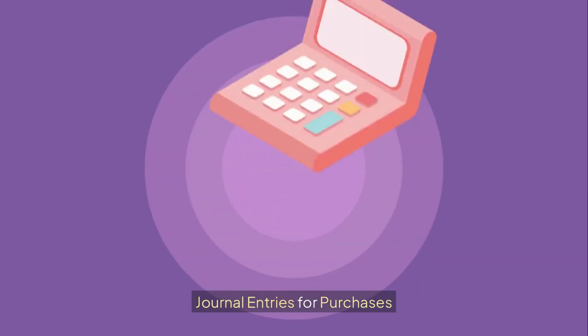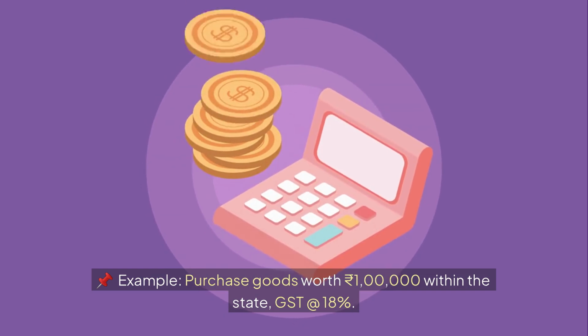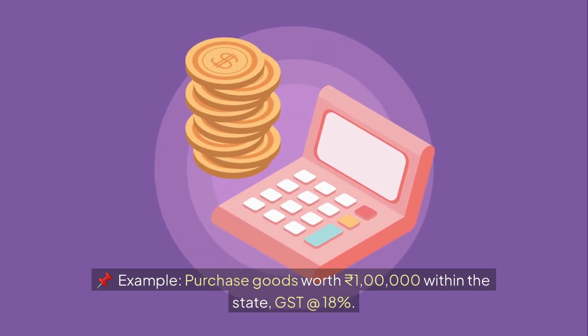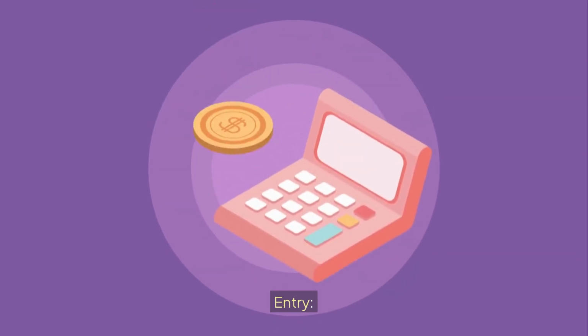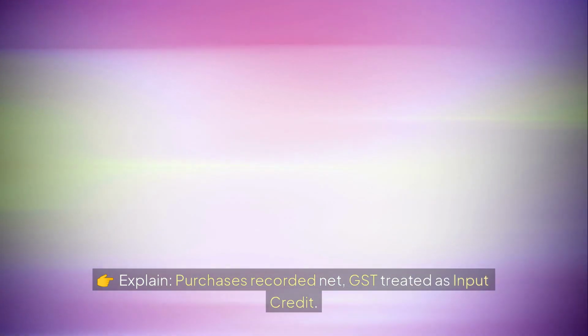2. Journal entries for purchases. Example: Purchase goods worth 100,000 rupees within the state. GST at 18%. Entry: Purchases account 100,000, Input CGST account 9,000, Input SGST account 9,000, to Creditors account 118,000. Explanation: Purchases recorded net. GST treated as input credit.